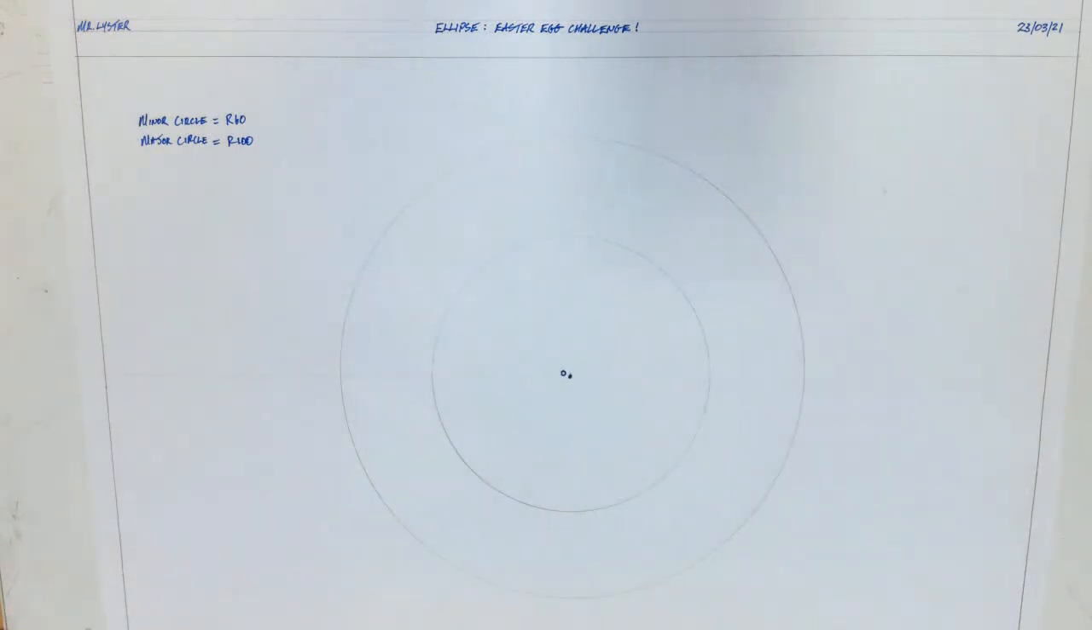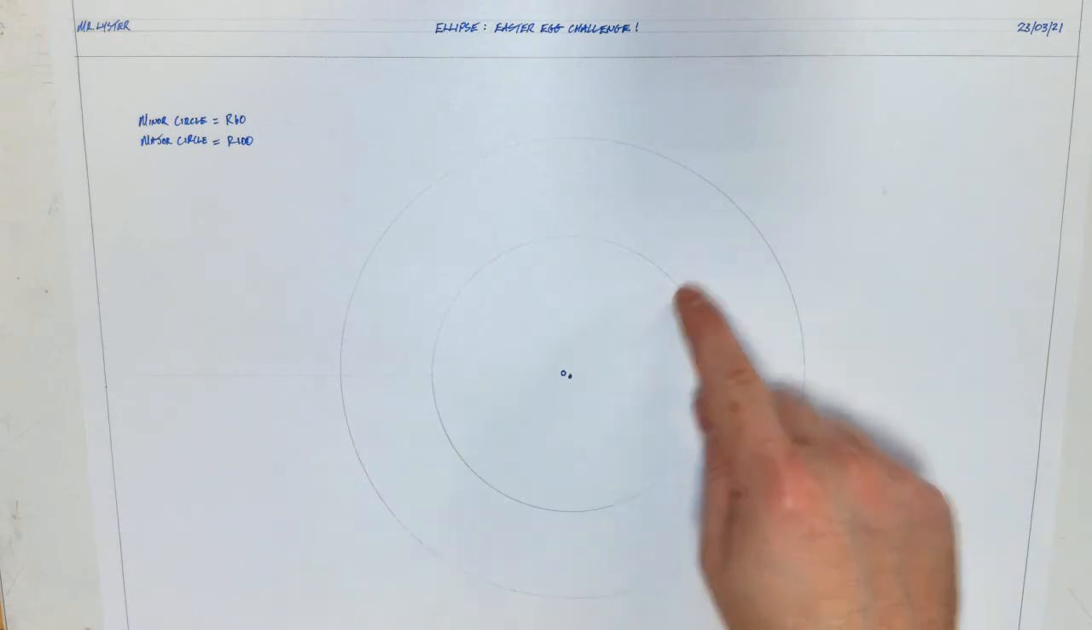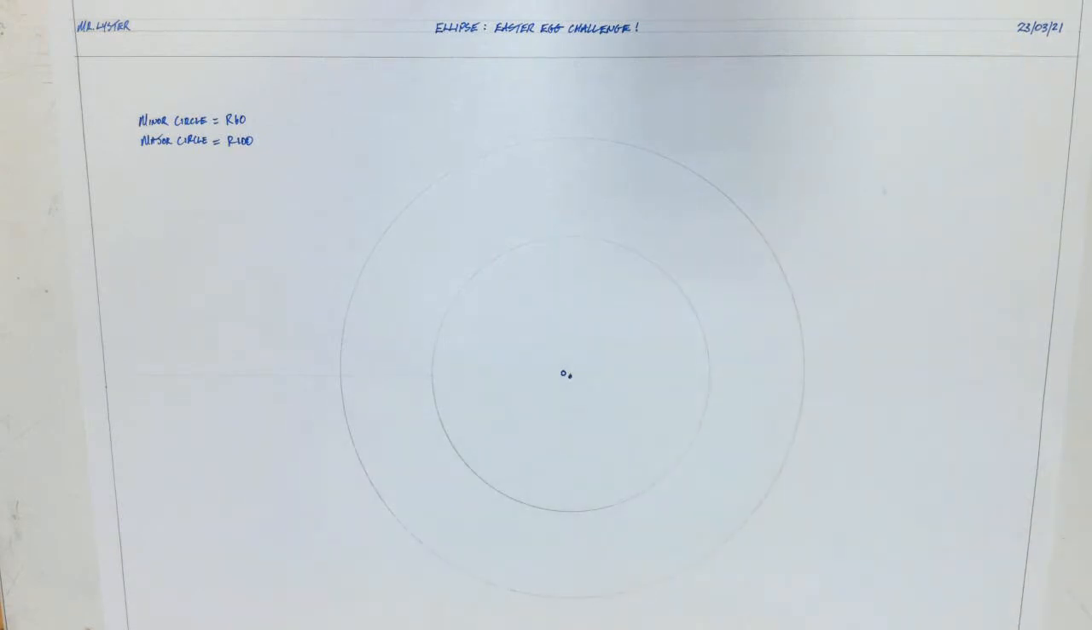Okay? So I now have two circles there. I have the minor circle and the major circle. Now, we use a particular method to divide up the circle, and we're going to do that now.